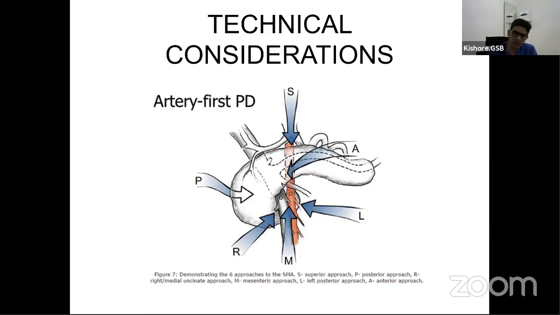So in this instance, maybe if you do a posterior approach, you can actually identify the origin of the SMA and trace it downwards towards the tumor. And then you can say, without doing too many irreversible steps like transecting the pancreas or dissecting too much, or transecting the jejunum. Some of the other approaches, the medial approaches, actually entail division of the jejunum. The anterior approach entails division of the pancreas. So I think a posterior approach may be specifically useful if you've given neoadjuvant therapy and you have a doubt about the borderline resectability, whether it's resectable or not.